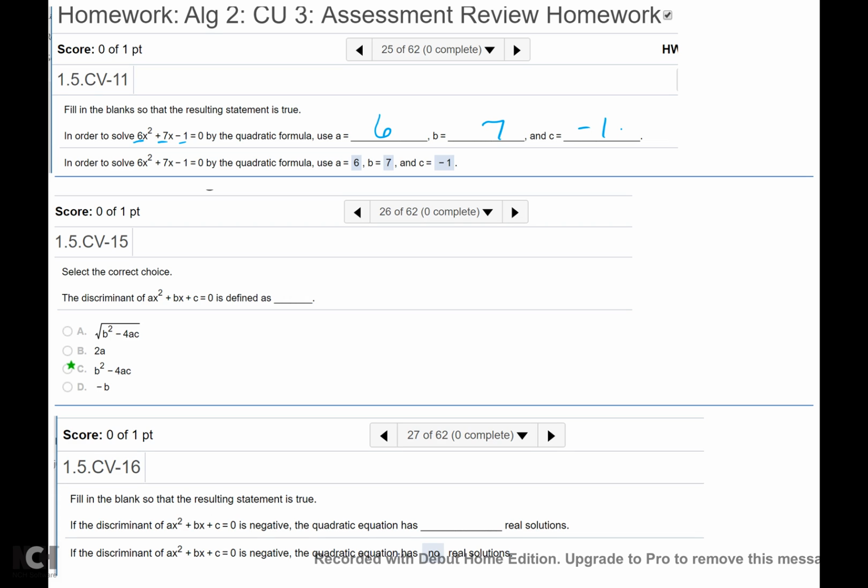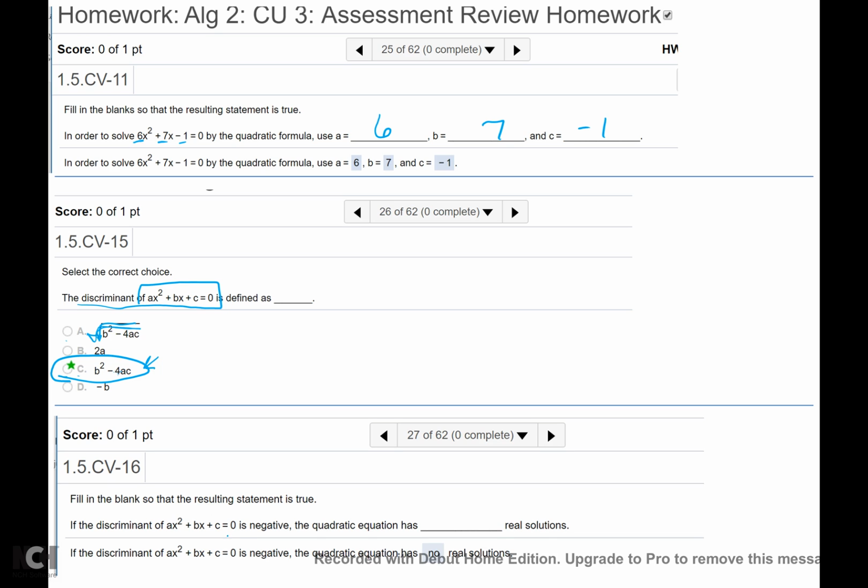Okay, select the correct choice. The discriminant of a quadratic is defined as b squared minus 4ac. It's the part that goes under, not the whole thing. It's not the square root of it that's my discriminant. It's just the discriminant.